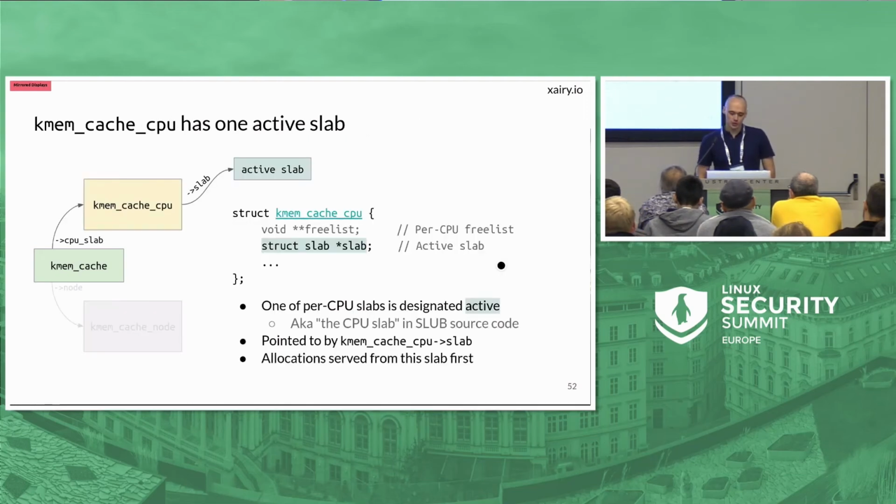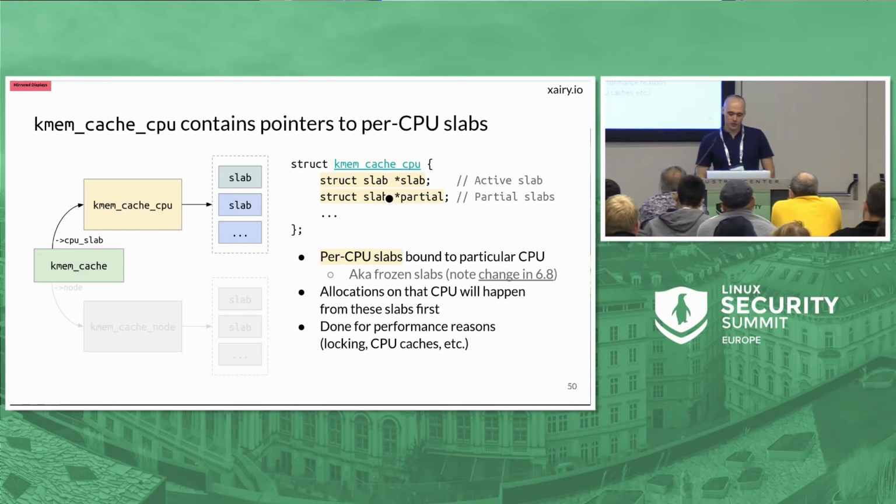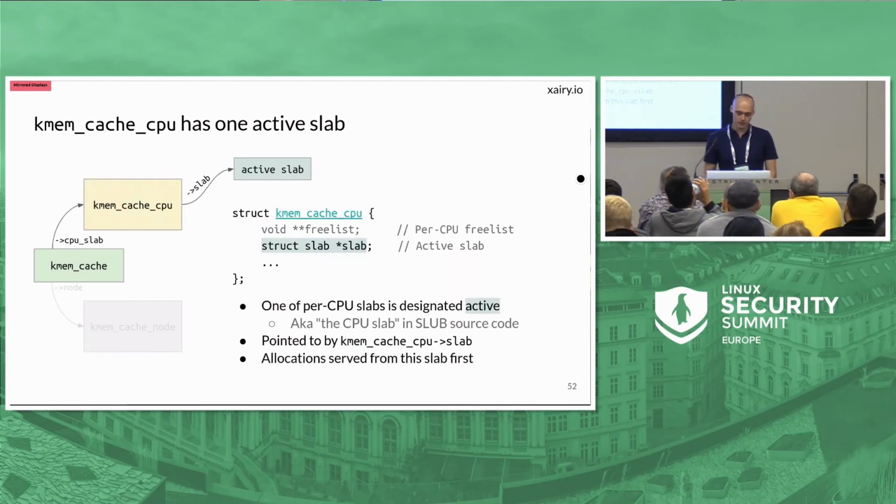Let's discuss those two. When you look at the per CPU slabs that you have, you will see that we have two different pointers. The first pointer is called slab. I call this one active slab, and the other is actually going to be a list of pointers for partial slabs. Let's talk about the active slab first.